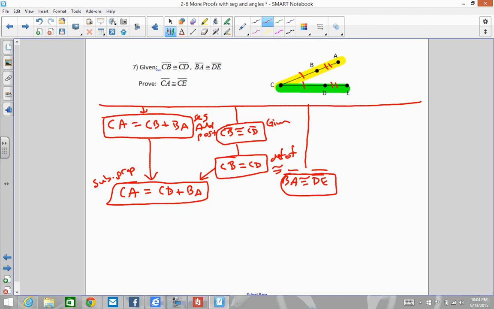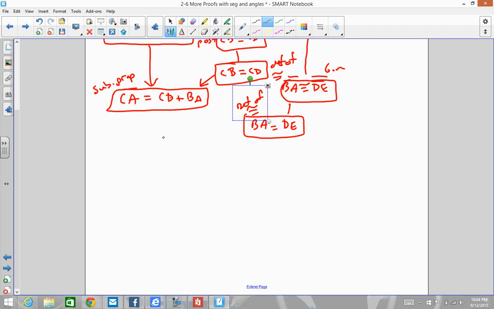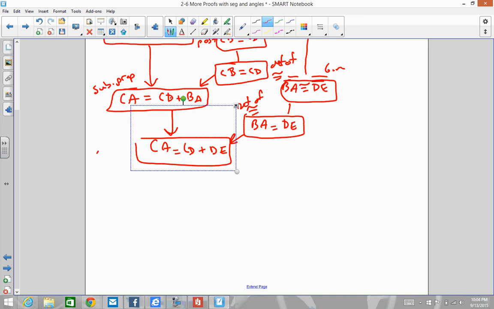I need them as equals, so I'm going to have to write BA is equal to DE. Now I have no bars and I have an equality sign. Remember, this was a given, and this is the definition of congruence. I'm going to use the symbol instead of the words. It's just faster. And so if CA is equal to CD plus BA and BA is equal to DE, then I can say CA is equal to CD plus DE. I bring this one and this one together, and this is again substitution property.